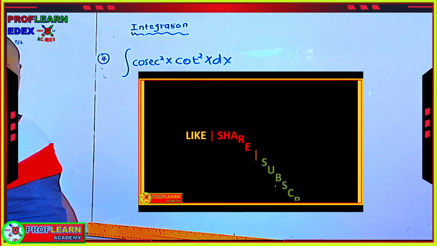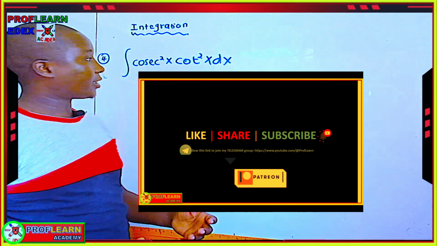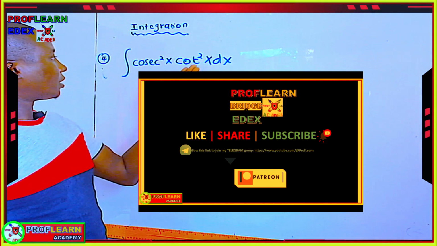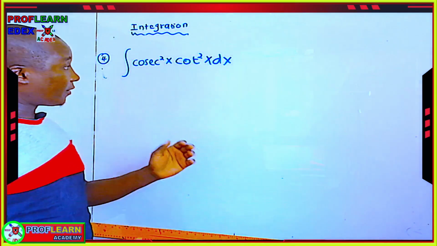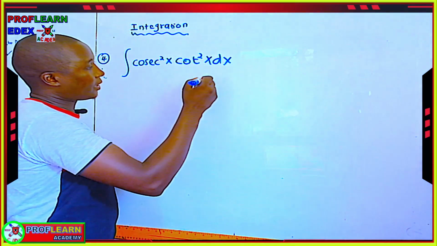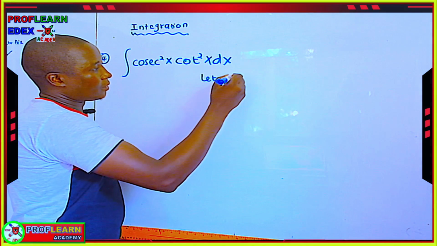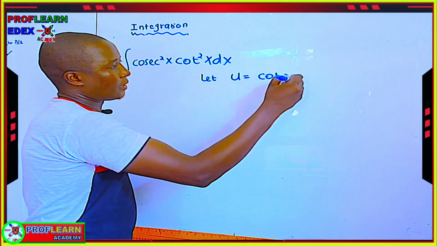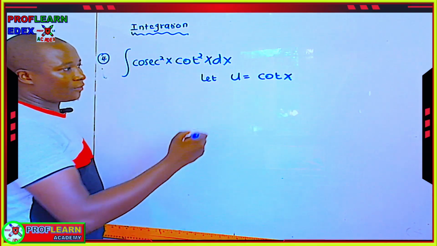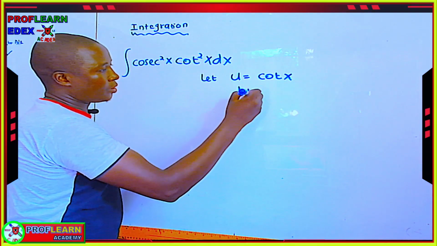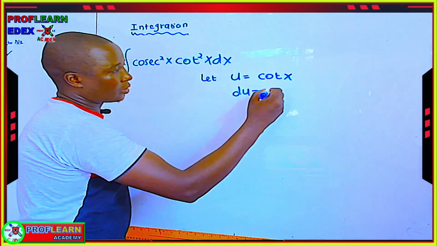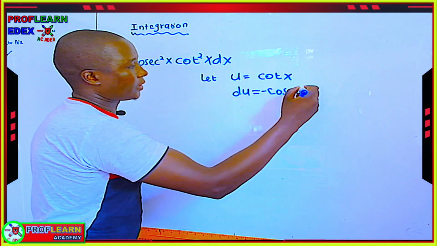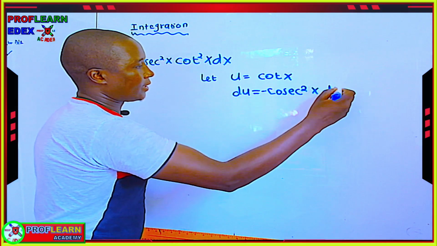Now, what about this question here, whereby we are told to integrate cot squared x, cot squared x dx. So the first thing that you need to do here is to say, let u be equal to cot x. Then once you have done that, you are going to say du, this one is going to be negative cosec squared x dx.